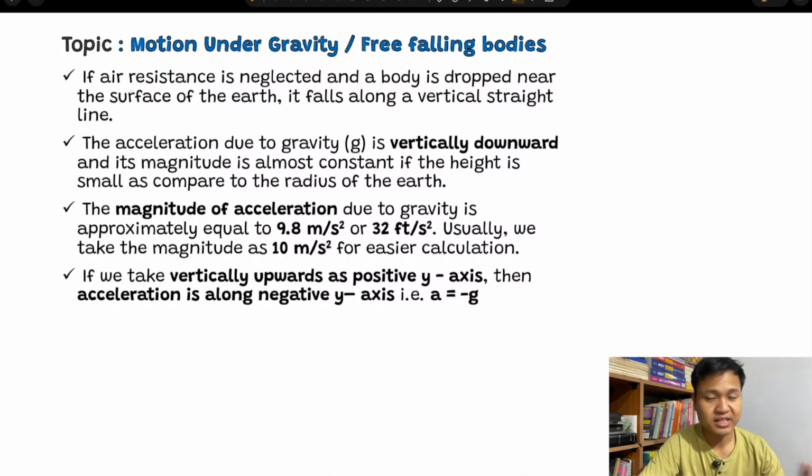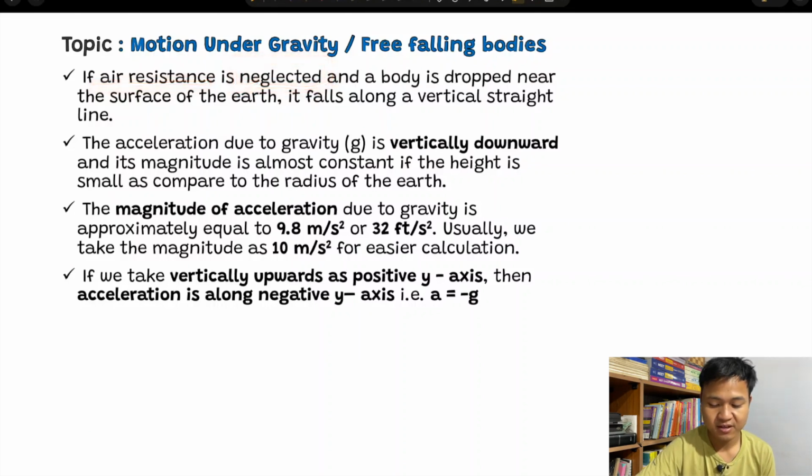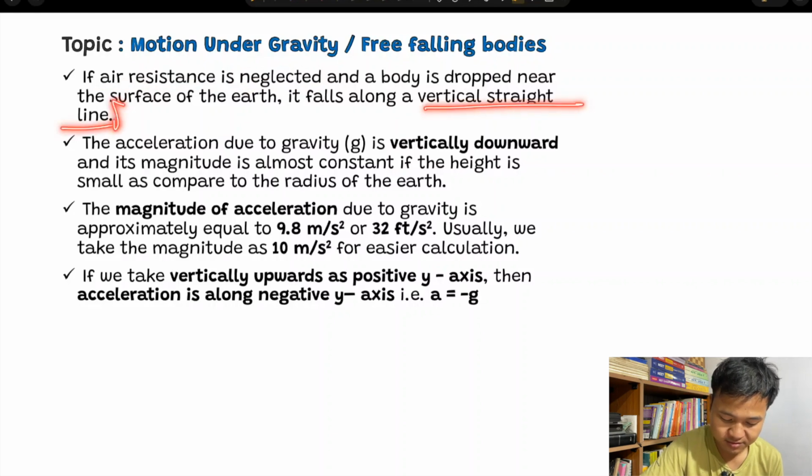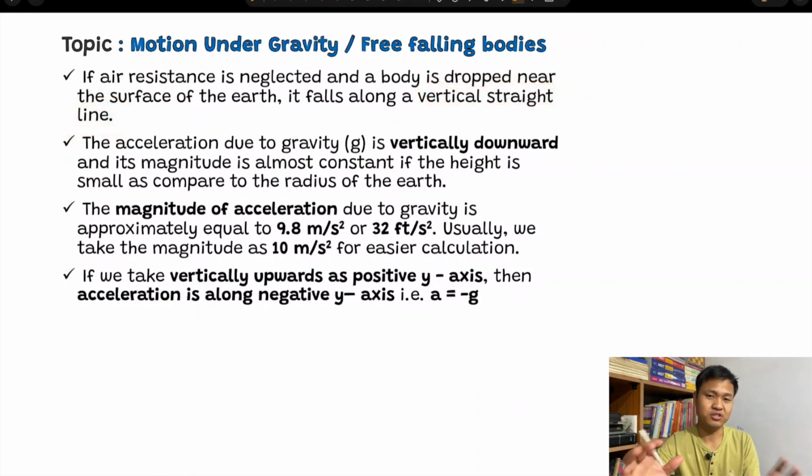So in reality, you have air in the atmosphere, on the surface of the earth. So there is also air resistance. But here we have to neglect all the resistance due to air. If air resistance is neglected and a body is dropped near the surface of the earth, it falls along a vertical straight line. Motion in 1D, so that means you can still apply those three kinematic equations.